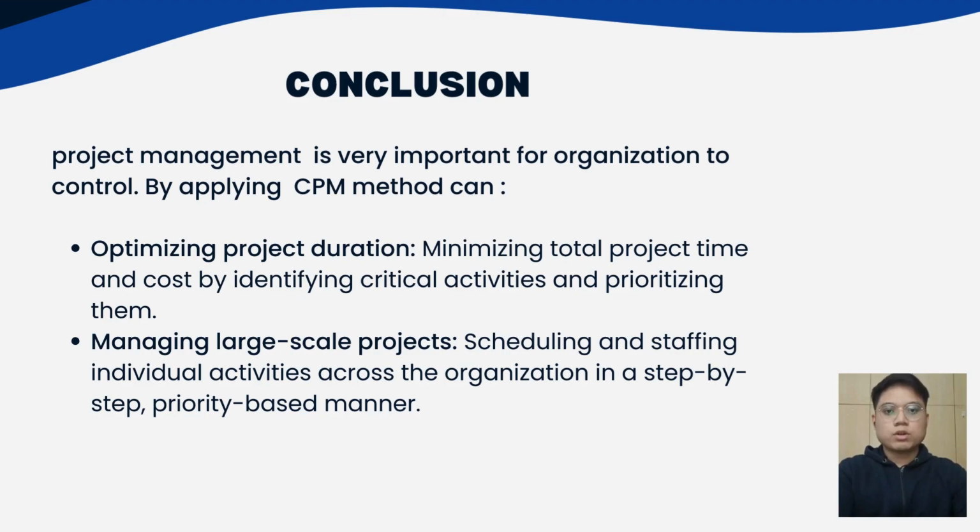So for the conclusion, project management is very important for an organization to control, and by applying the CPM method we can firstly optimize project duration by minimizing the total project time and cost by identifying critical activities and prioritizing them, and lastly manage large scale projects, scheduling and staffing individual activities across the organization in a step-by-step priority-based manner. That's all from me. Thank you.